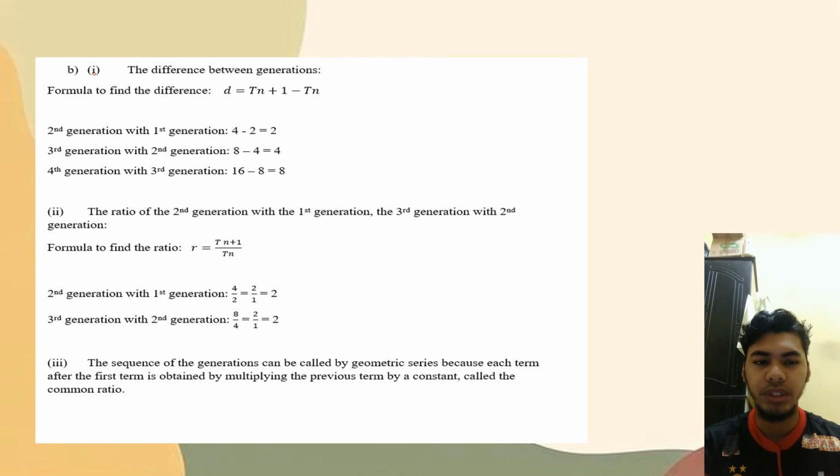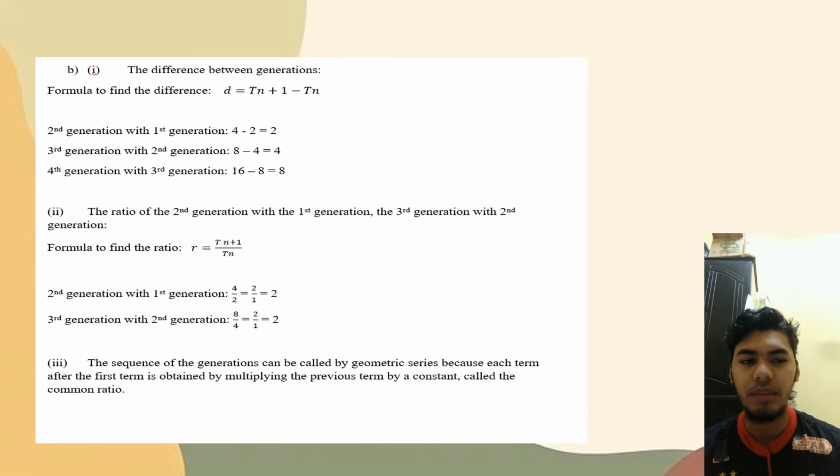For the conclusion, the sequence of the generations can be called a geometric series because each term after the first term is obtained by multiplying the previous term by a constant called the common ratio.